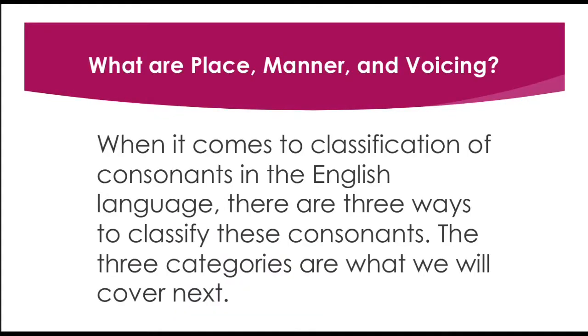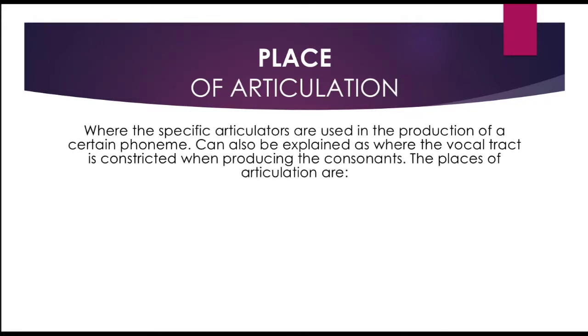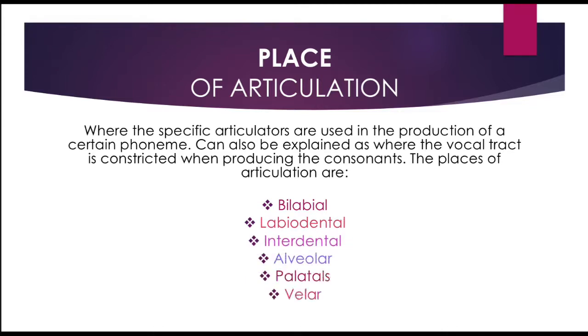So to start off, what are place, manner, and voicing? When it comes to the classification of consonants in the English language, there's three ways to classify these consonants. The three categories are what we will cover next. There's place of articulation, and place of articulation is where the specific articulators are used in the production of a certain phoneme. This can also be explained as to where the vocal tract is constricted when producing the consonants. And the places of articulation are bilabial, labiodental, interdental, alveolar, palatal, velar, and glottal.